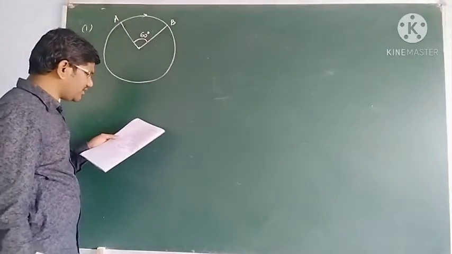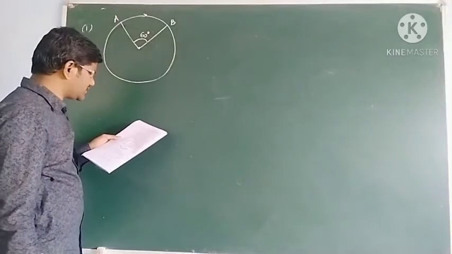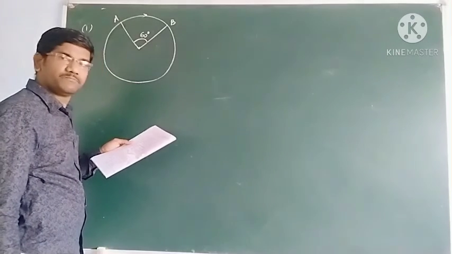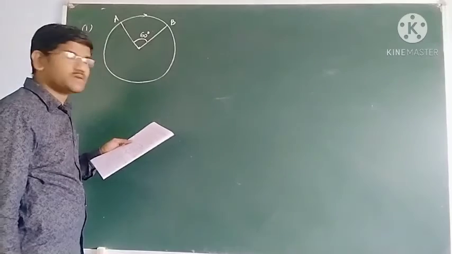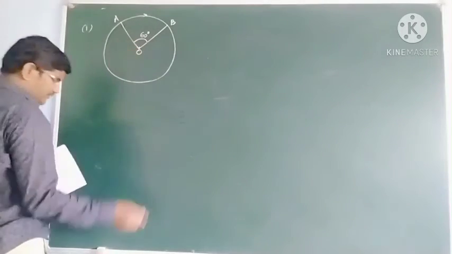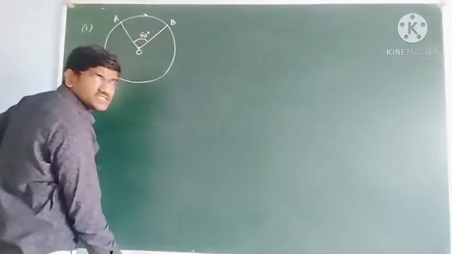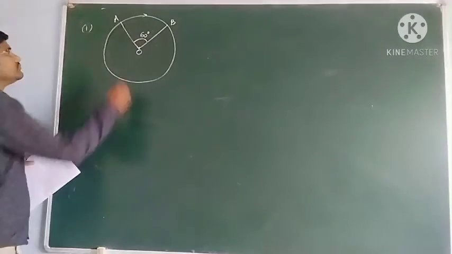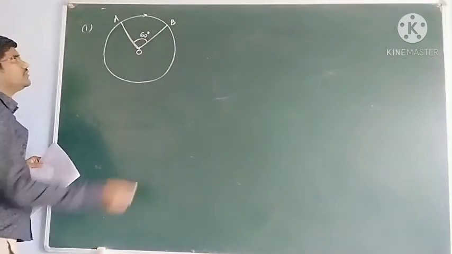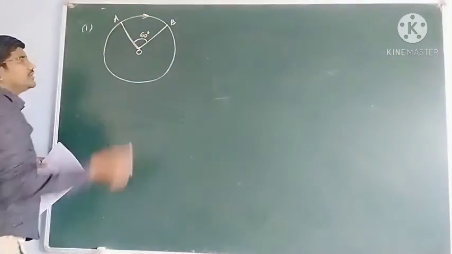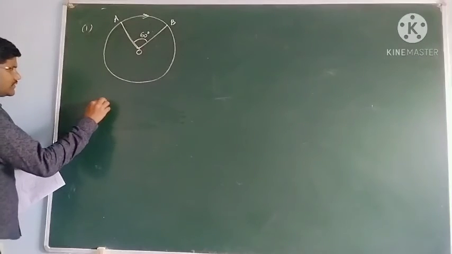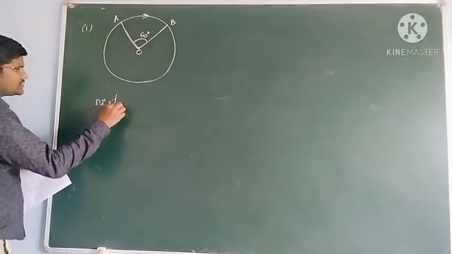A body moving along a circular path of radius 21 meters describes an angle of 60 degrees at the center of the circle while moving from A to B. Find the distance and displacement of the body. So O is the center. We have to find the distance and the displacement of the body. Now we have the formula for distance. Okay students, how to find the distance?